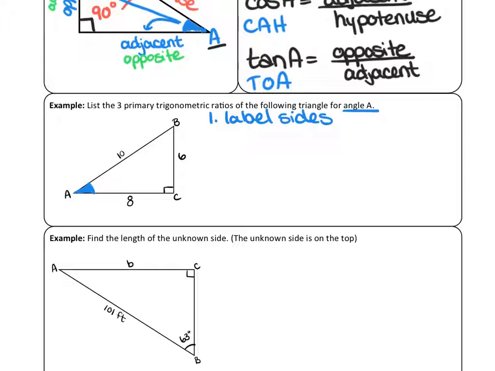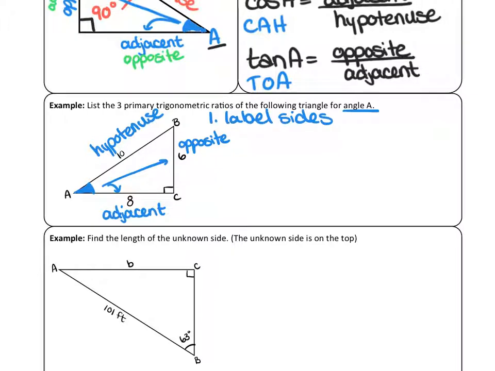So angle A, across from it is our opposite. Beside it is our adjacent. And then across from the 90 is our hypotenuse, or our longest side.